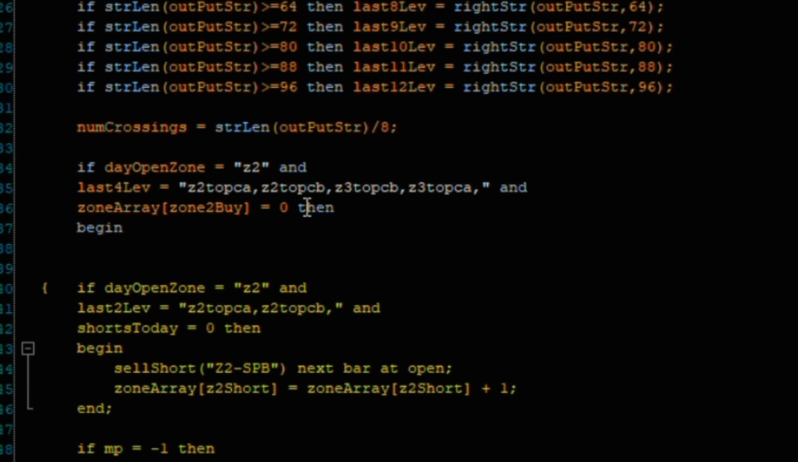Always a good idea to begin because we have some bookkeeping. The framework does a lot of the bookkeeping for you, but you have to do some yourself. So what I want to do, I want to buy, right? And I want to give it a good name. In the manual, you'll understand why you have to give your signals good names. Let's call this a zone 2 vid buy, for video. Next bar to open.